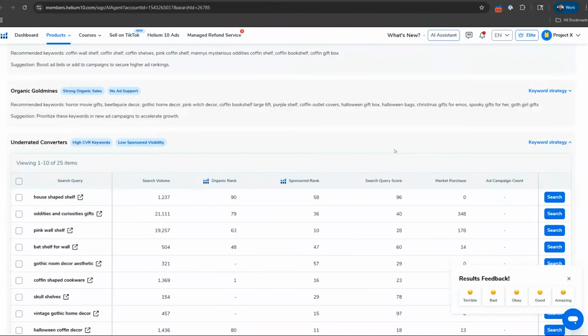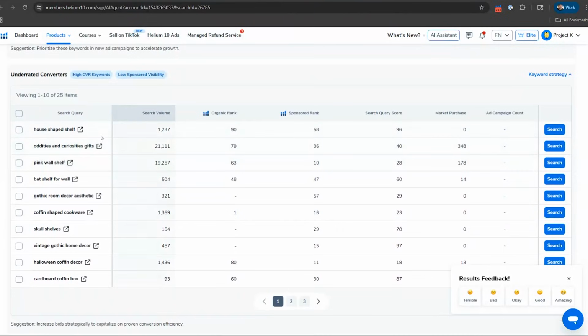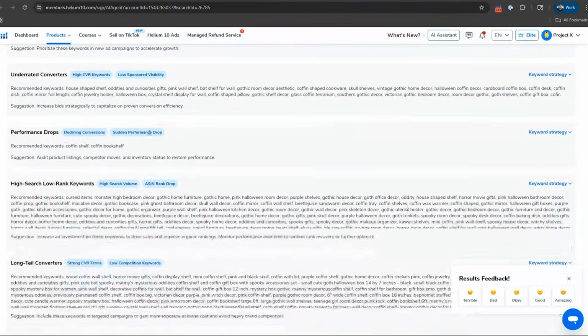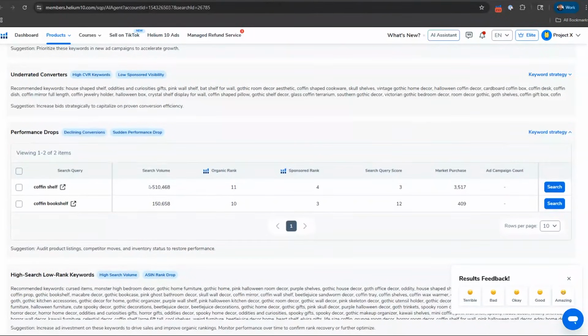Which keywords do I have high conversion rate on, but I'm not really having much impressions in sponsored ads? By the way, the only way that we'll be able to see this is if you're using Helium 10 ads. Here's another one here. Performance drops, all right? My conversions are going down over time or immediately. Here's a couple ones. Coffin shelf for some reason is going down for me. I better look into that, right?